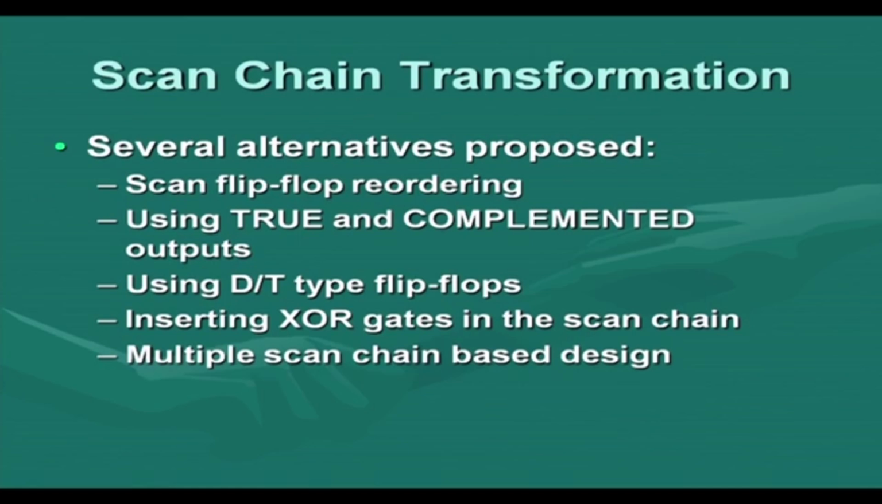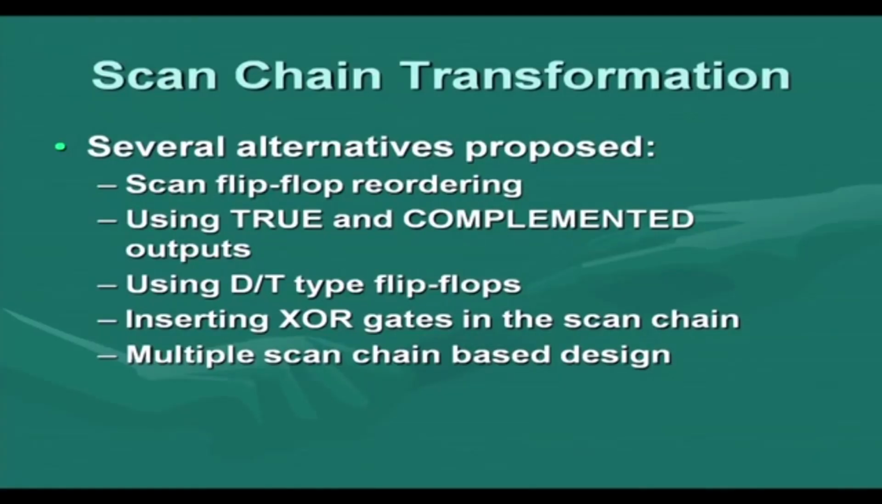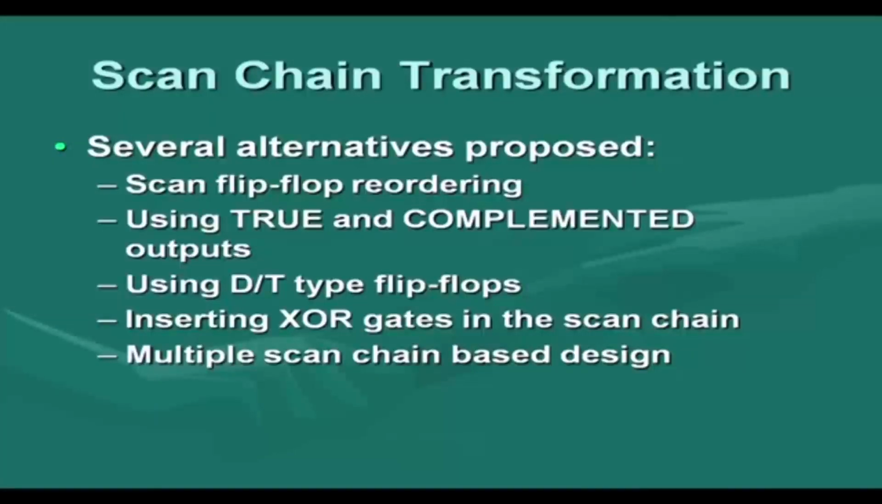Another class of techniques by which we can reduce scan power is known as scan chain transformation techniques. One possibility is scan flip flop reordering, which we have already seen, like scan cell reordering. Traditionally these scan chains are made up of D flip flops, where the Q output of the previous flip flop is connected to the D input of the next flip flop. But what about the Q bar output? Q bar can also be used. If we do that, maybe we can reduce some transitions.